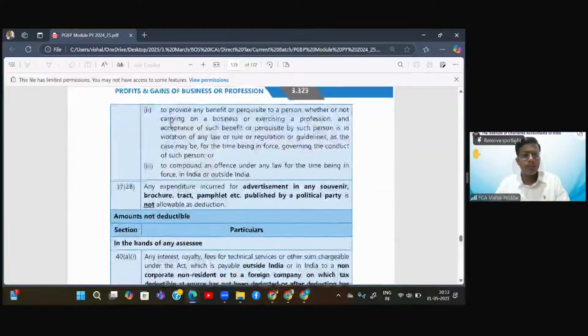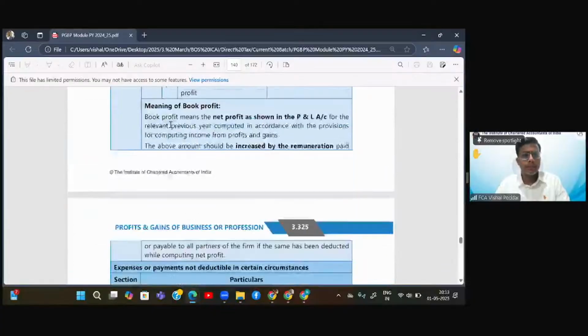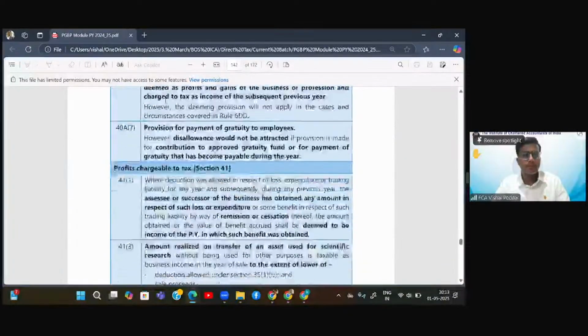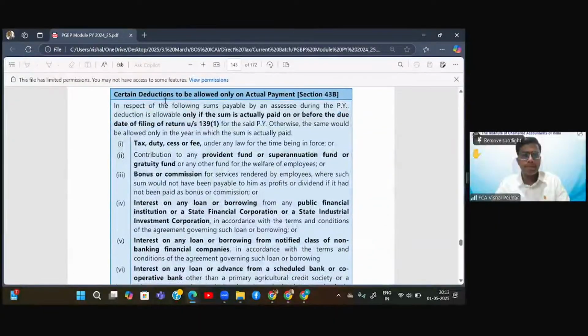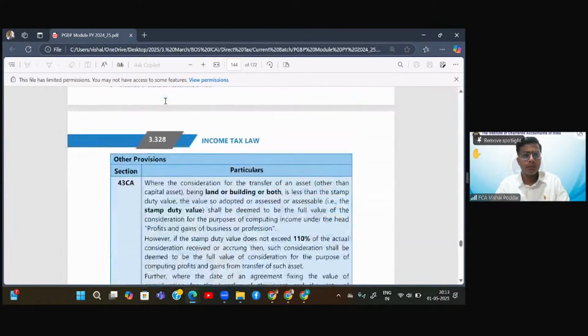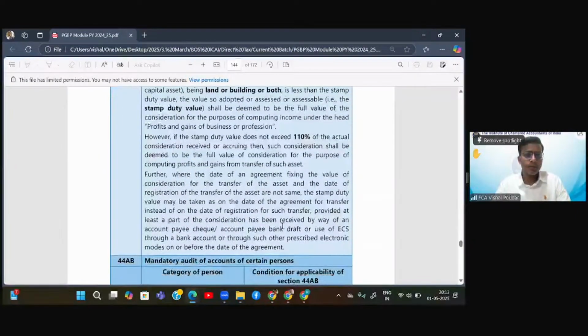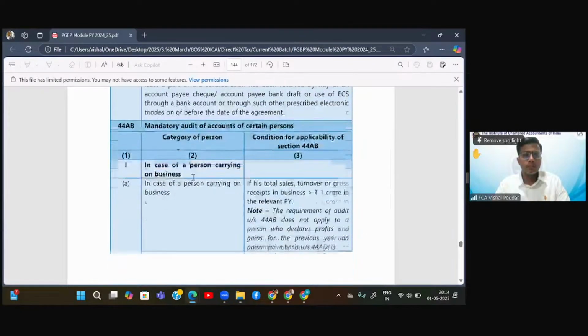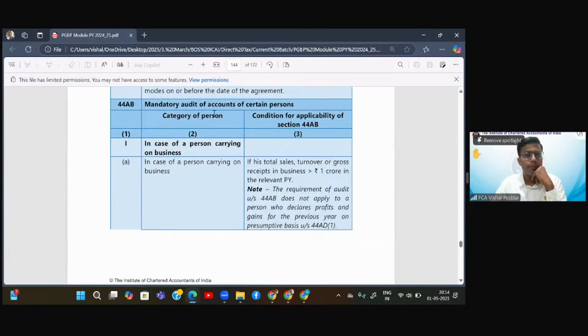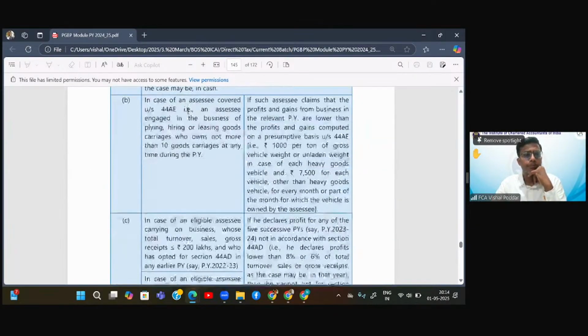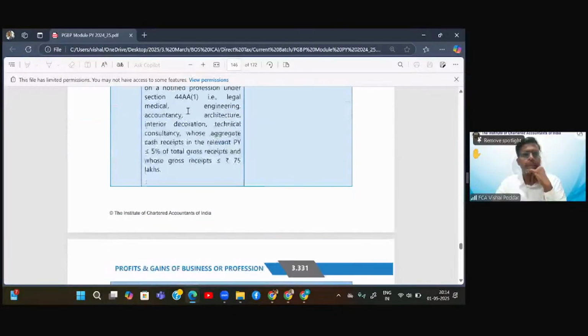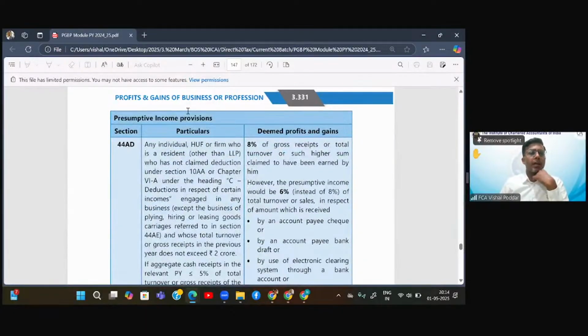Studied all these sections, all these restrictions. 51 is done. 43B is done. 43CA we studied of taking that value, stamp value, 10%, 110%. Now 44AB, compulsory audit. But before that, we have something called as presumptive incomes. What is presumptive income?